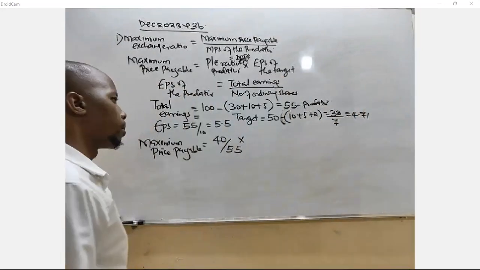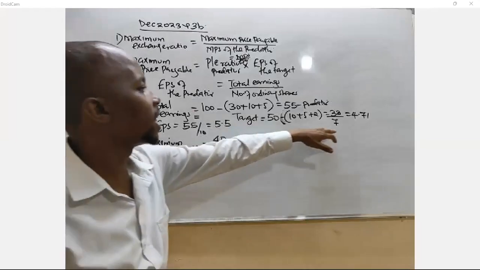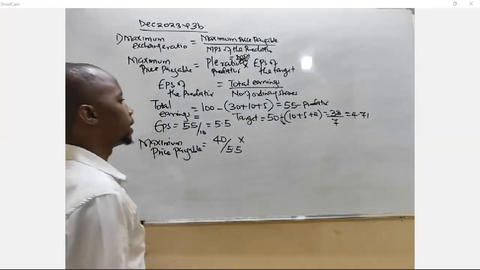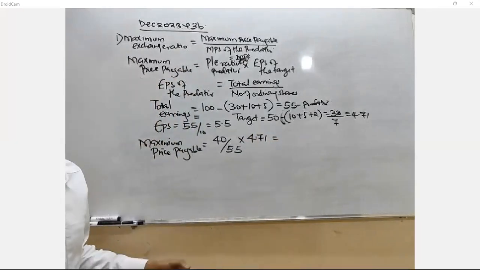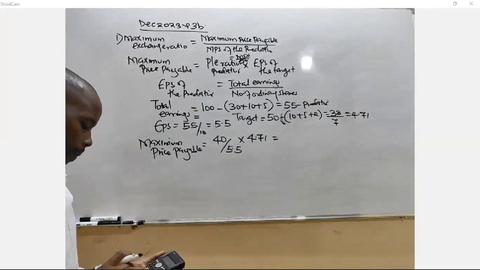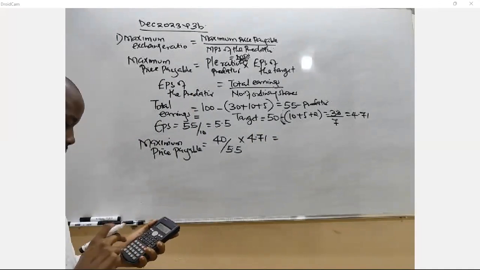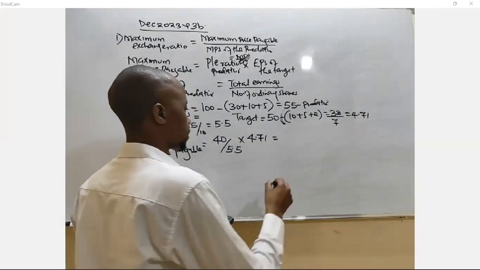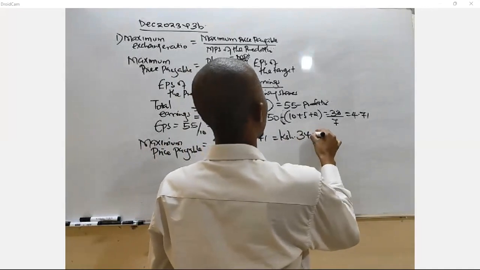Right? The examiner was very good there. 4.71. So in this case, remember, this is the earning per share of the target. You multiply it here by 4.71, and that is how you get 3 marks. So in this case, I take 40, divide by 5.5, then multiply by 4.71. The maximum price payable should be Kenya shillings 34.25 per share.